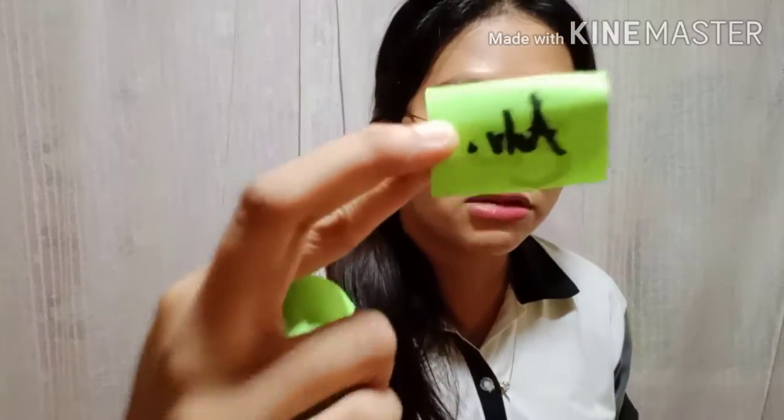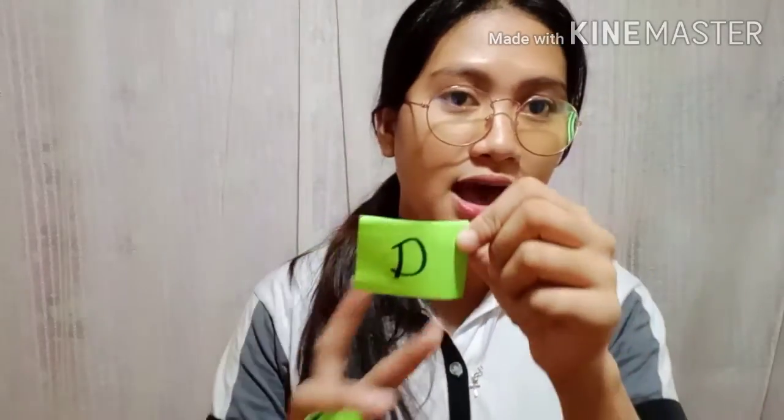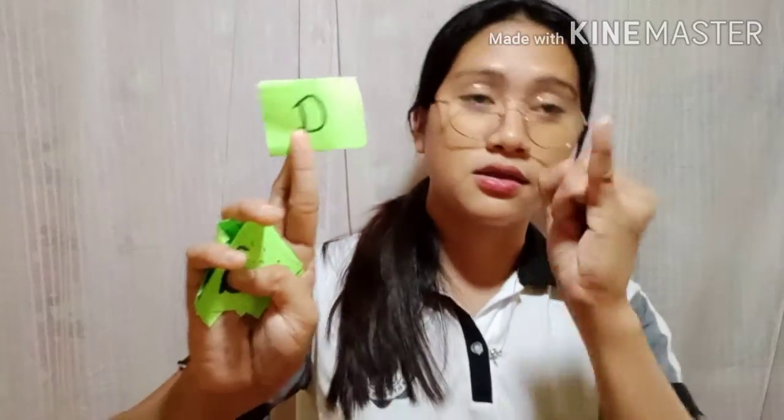Next one is the adverb. An adverb is used to describe the verb. Next is the determiner, a word that introduces a noun. For example, the, or a. So that is a determiner. Next one is the preposition, a word used to link a noun.